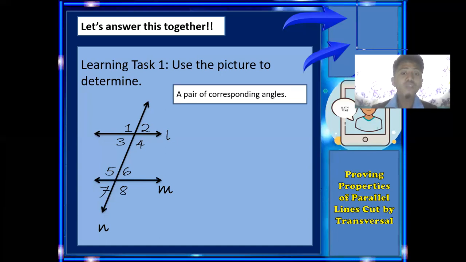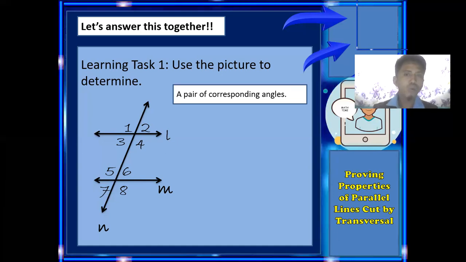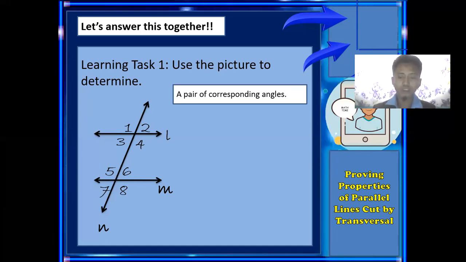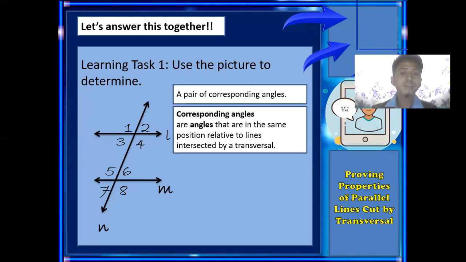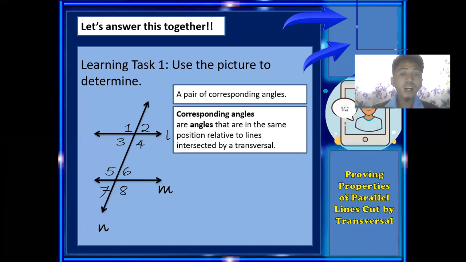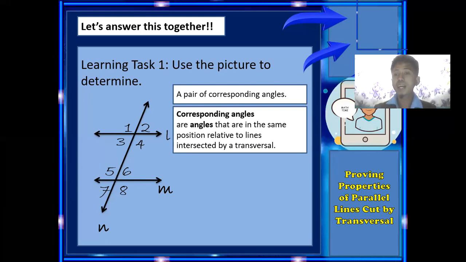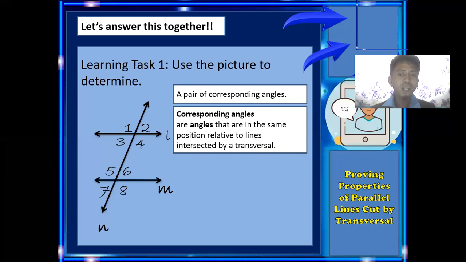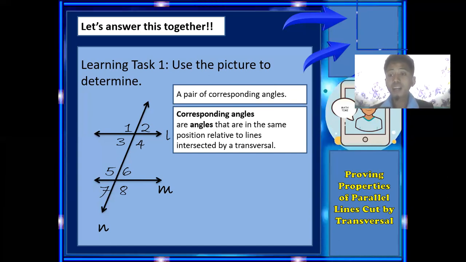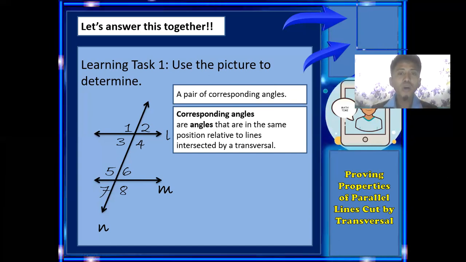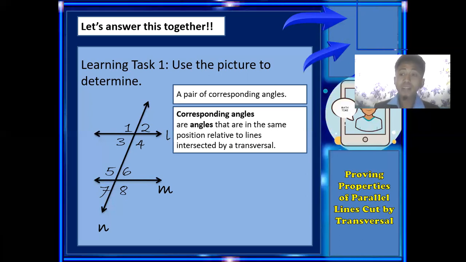First is a pair of corresponding angles. So what do you mean by corresponding angles first? Corresponding angles are angles that are on the same position relative to the line intersected by a transversal line. Maybe it's hard to understand the definition, but the main point is that corresponding angles are the set of angles that are in the same position. Okay, so let me explain this way.